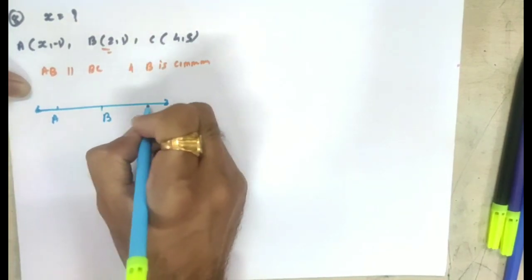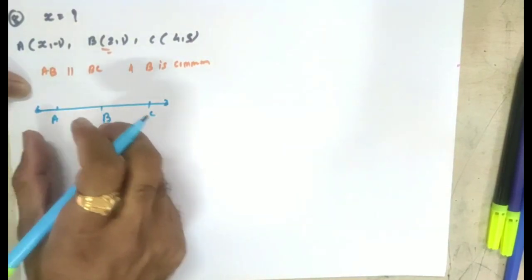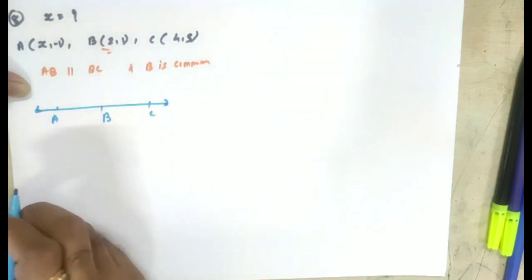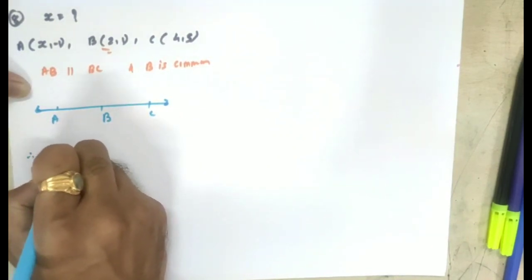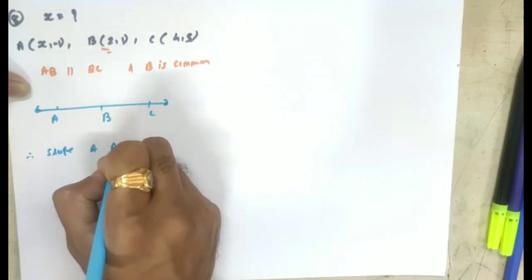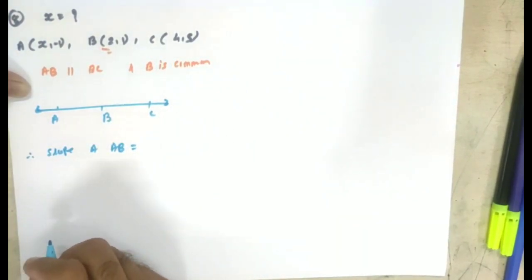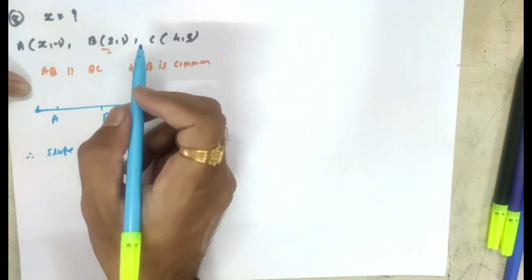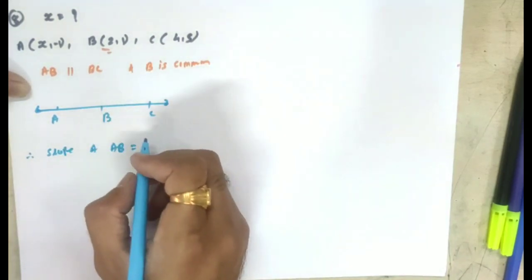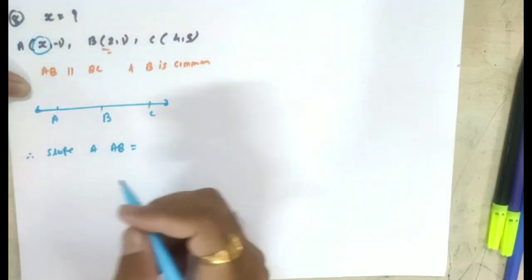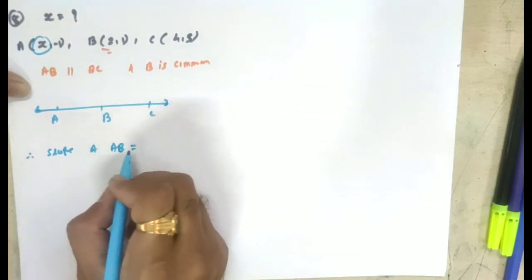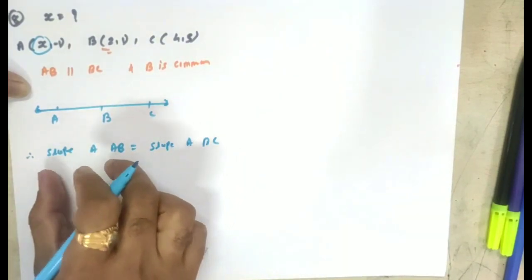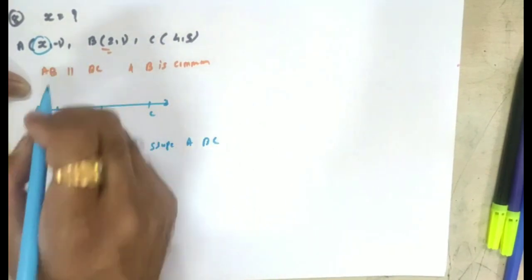This is A, this is B, and this is C. We will prove AB is parallel to BC, and for that we will prove slope of AB is equal to slope of BC. So now, what is the slope of line AB? Since collinear is given, we have the slopes, and you have to find x, so it becomes simpler. Slope of AB is equal to slope of line BC. Compare, solve it, you will get the value of x.